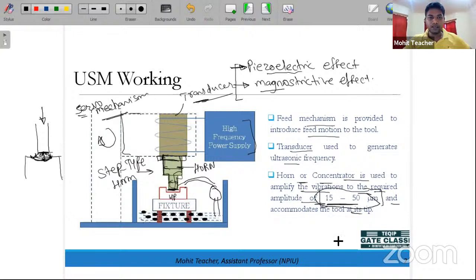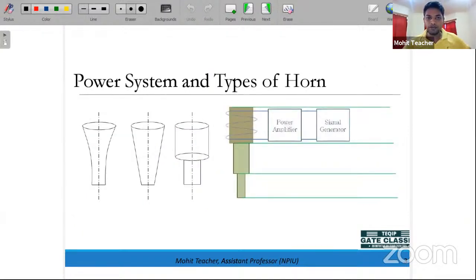Now I'm briefing what types of horn we are using, and the power system. If we are talking about the transducer, we are using the horn with it. This is basically the transducer, which is connected to these power cables and the power amplifier or signal controller, because an electrical system is there. And this is the horn. So how will it vibrate? When you transfer the signal to the transducer, it will start vibrating.